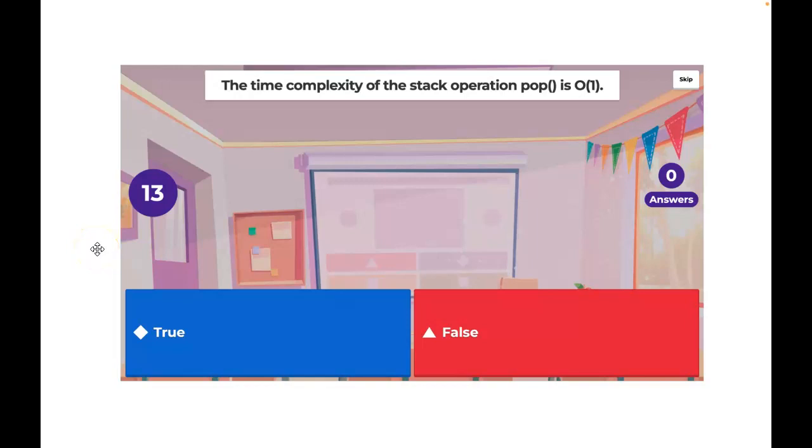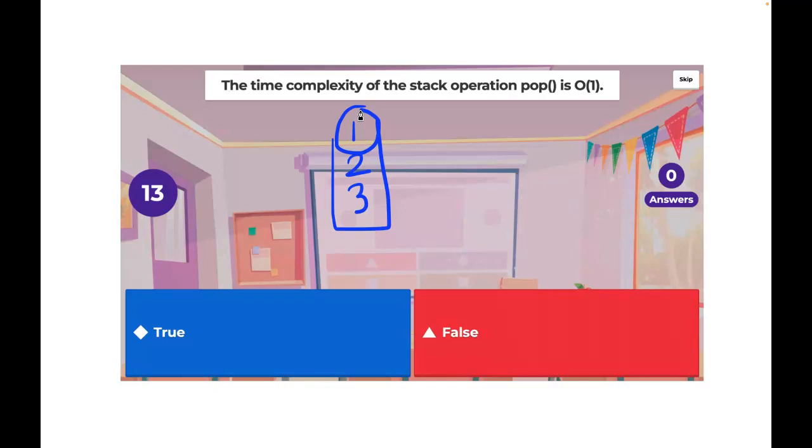The question is whether or not the time complexity of the stack operation pop is O(1). And so we know that the stack operation pop takes out that very top element of our stack. And so if I were to draw a quick stack and I do 3, 2, 1, pop would take out 1. And it would only take out that very top element of our stack, right? Because it's first in, last out.